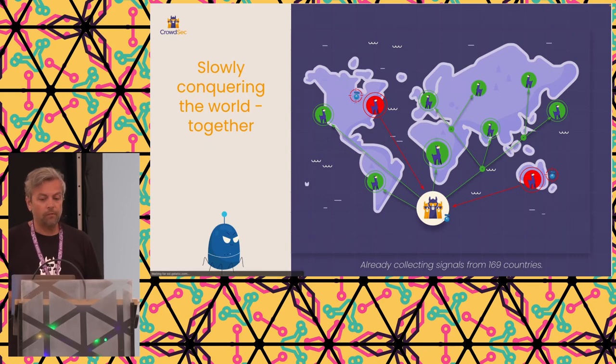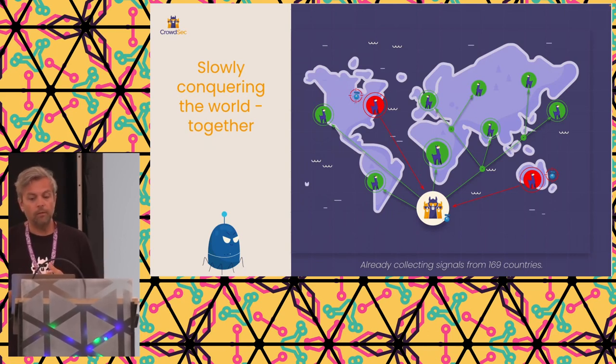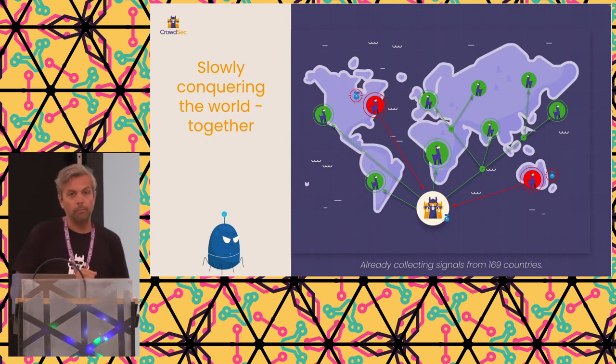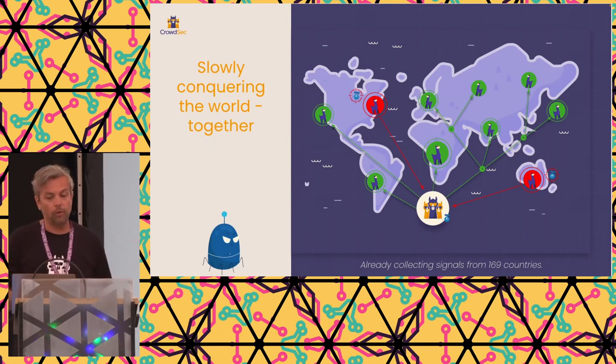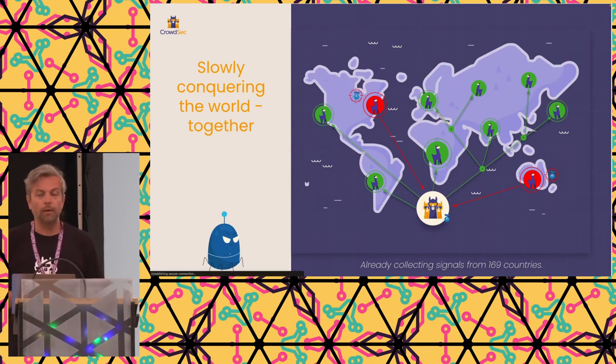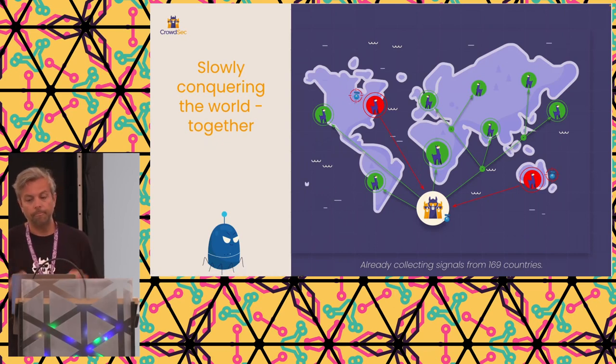The current stat as of yesterday is that we collect around 1.3 million signals each day. We have 3.7 million IPs in our smoke database, which I'll be talking about in a little while, and around 33,000 IPs in our curated block lists that are distributed to other users. I'll be talking a little bit more about how big the network is and what we call the network strength in a later slide.